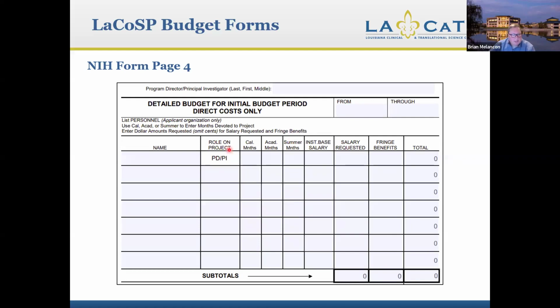So here again, you list out each personnel that you have here. And if you need more, that's another conversation because you have to use a separate form to add more people that are listed here. But after that, it's just math. Your salary requested is the percentage based on your appointments that you have. Fringe benefits is added to the salary requested to bring your total, which rounds up down here at the bottom.